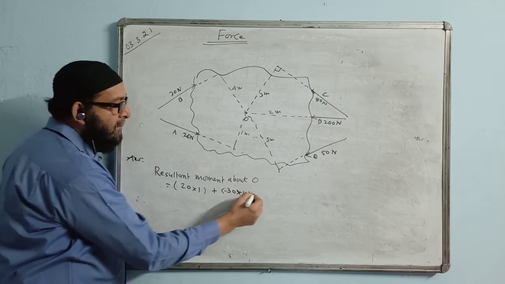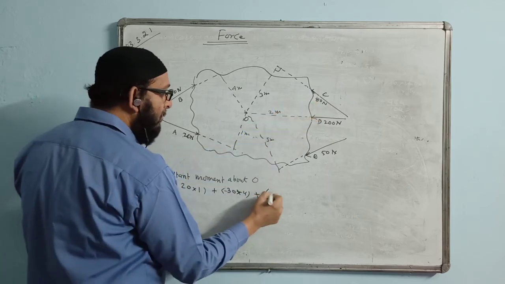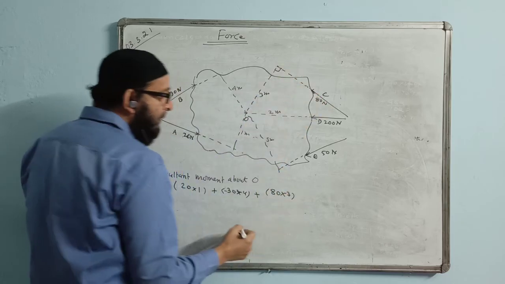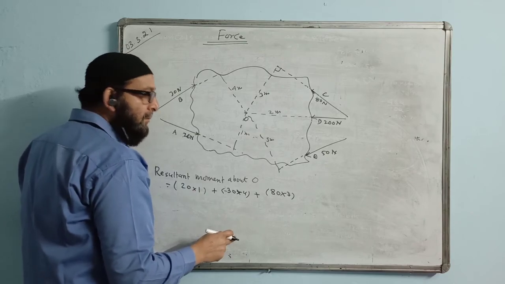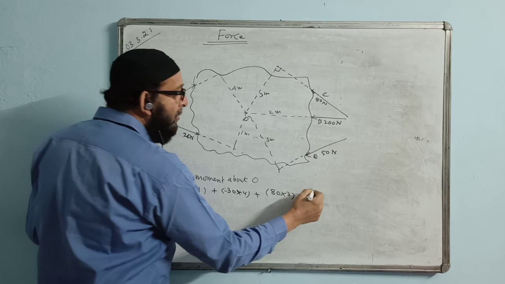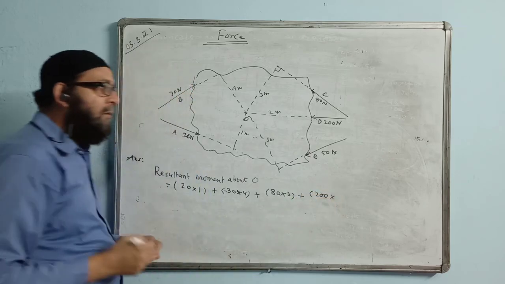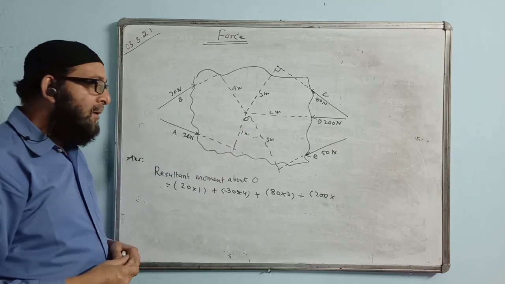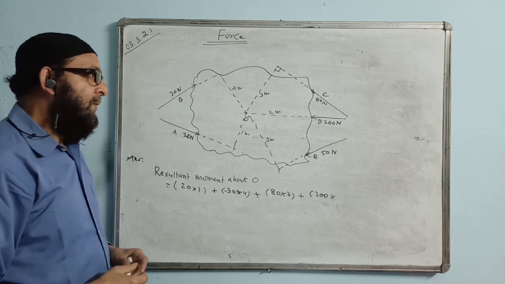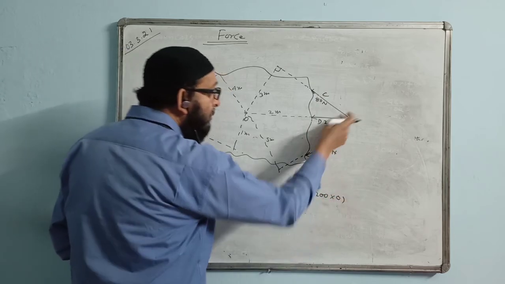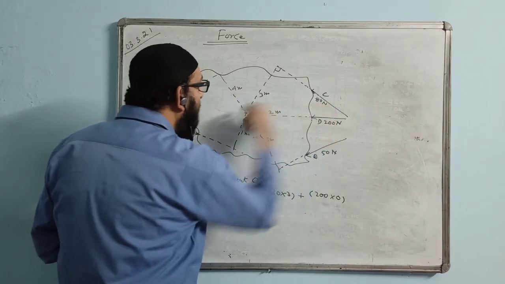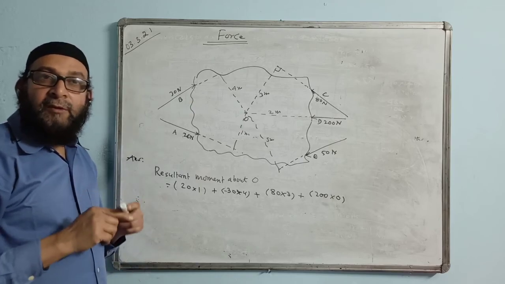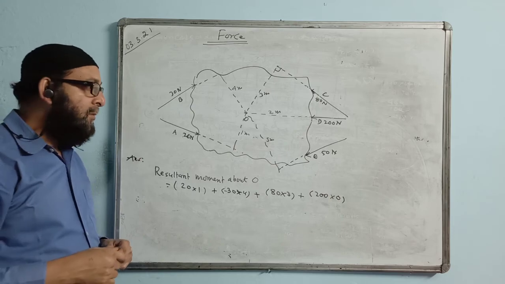Clockwise, so minus sign. Plus, for this C, 80 into this perpendicular distance, what is the distance? 3. What direction? Clockwise or anti? The plus sign. 200 into, how much to write? This is 2 meter given. 200 into 0 we have to write, because this force has no perpendicular distance. This force is acting on the pivoted point, on the pivot. Its line of action is passing through the pivot, so there is no moment. Moment of force is 0. We write 0 there.